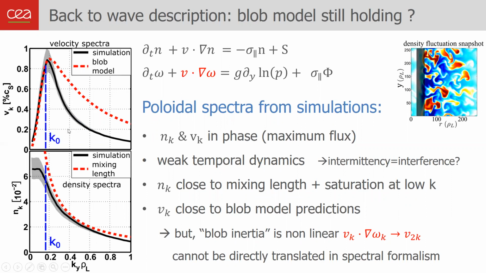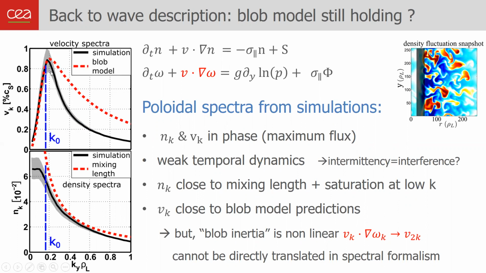Okay. What you see here is an illustration of the poloidal spectra of, for instance, radial velocity and density, in simulation. So the black curve would be a time average spectrum, and this is the gray curve. So the gray dispersion here is a time dispersion of the spectrum.